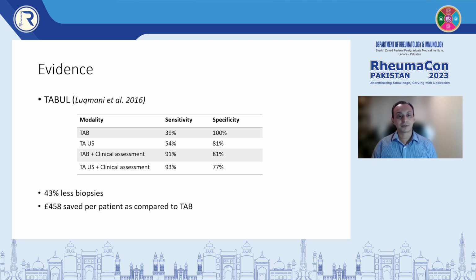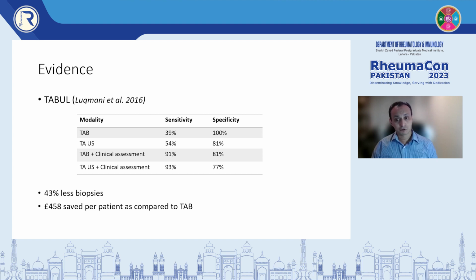So it has to have the specificity of 100%. While temporal artery ultrasound in the Poole study had a specificity of 81% on its own and a good 77% when it is used with clinical assessment. The sensitivity remains higher throughout.